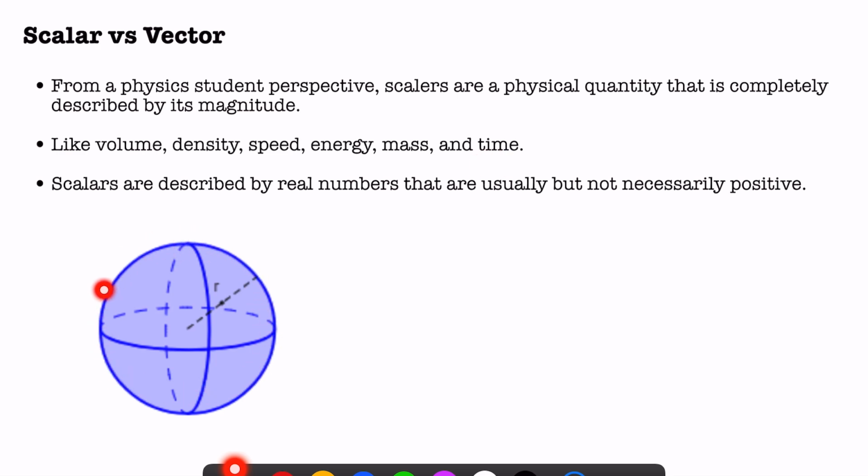Consider this sphere, right? And it has a radius r. So the volume can be calculated as 4 by 3 pi r cube using this formula, which will always be some number, let's say 5.6 cubic meter. So this is the magnitude of this volume, and so this is a scalar.